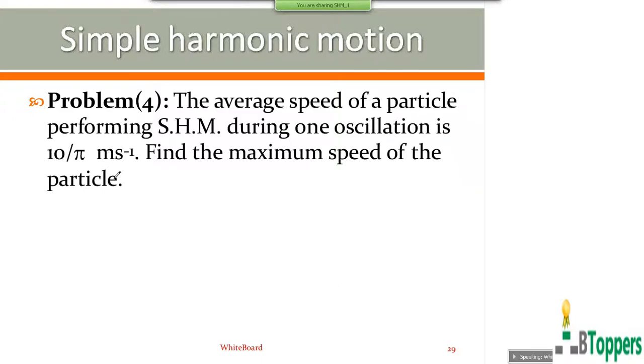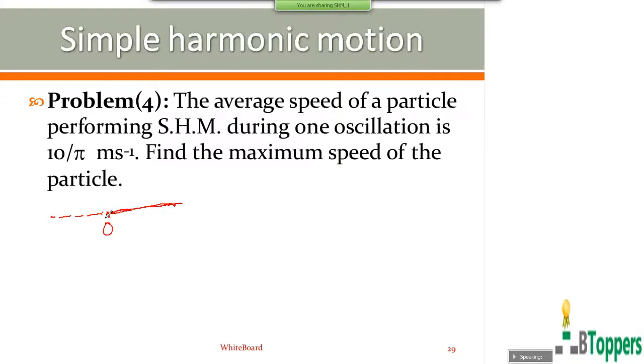The average speed of a particle performing simple harmonic motion during one oscillation is 10 by pi meter per second. Find the maximum speed of the particle. You can try to find the relation between the average speed and maximum speed for a particle performing simple harmonic motion, that is, average speed for one oscillation.